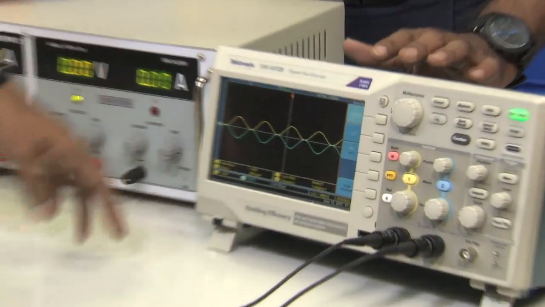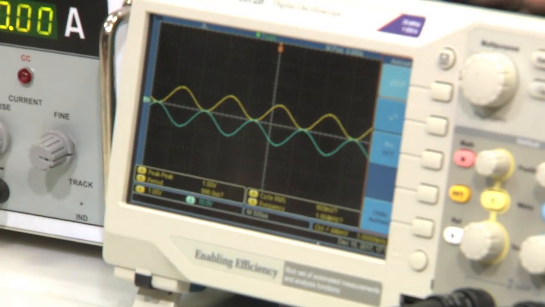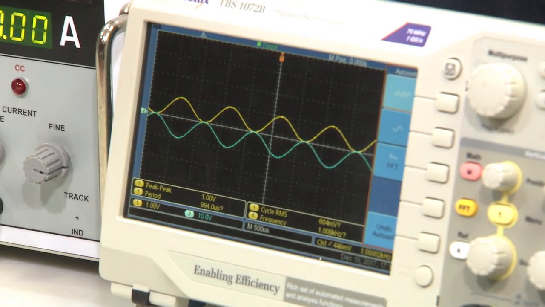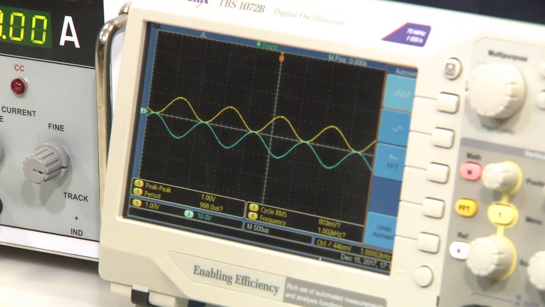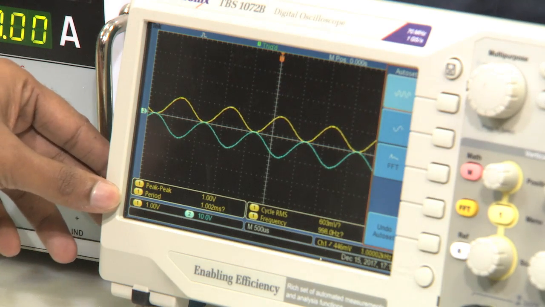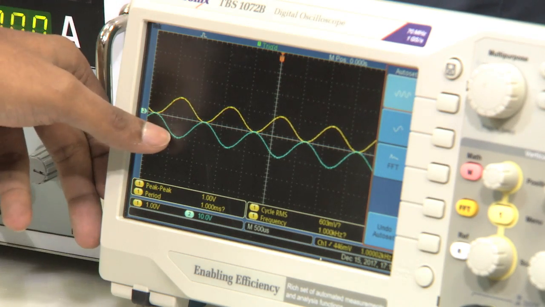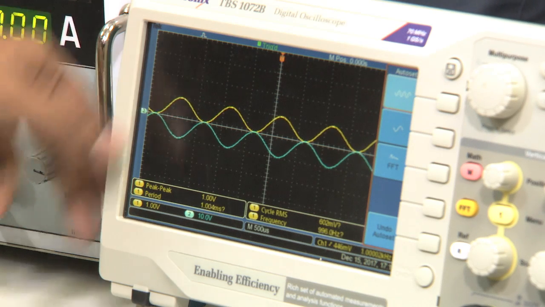Yes, peak to peak voltage. So what is the output? The output is, see, he is placing his finger so that we can see the output, right. So, this blue line is your output, the yellow line is your input signal.